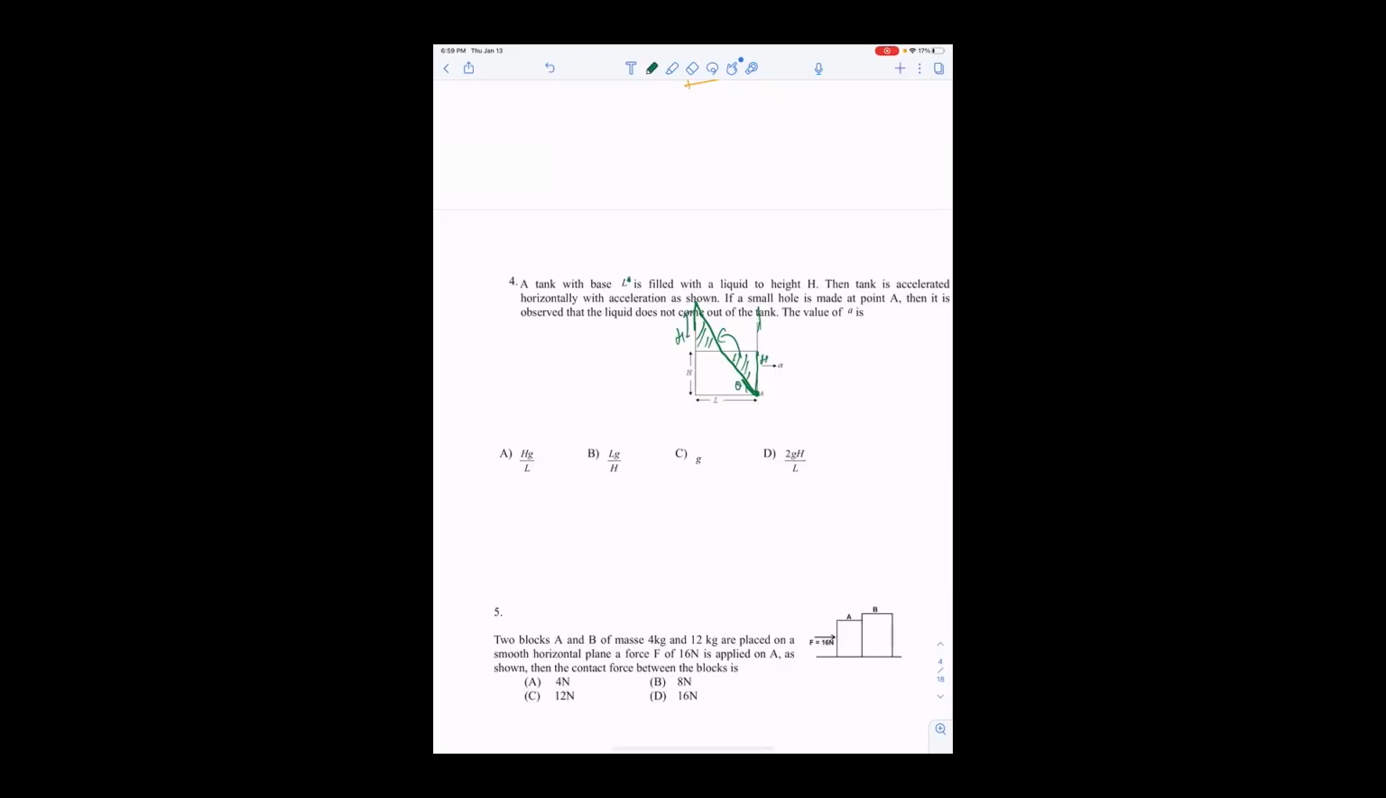So what is tan theta? Same formula, A by G. And from the triangle, what is tan theta? Opposite by adjacent, opposite is H plus H, 2H by L. So the value of A is equal to 2GH by L. Right? But what is the logic here? The water should not come out of A. That means water should still reach here. It should reach the lowest point. That is the logic here. So using that, we have solved this.